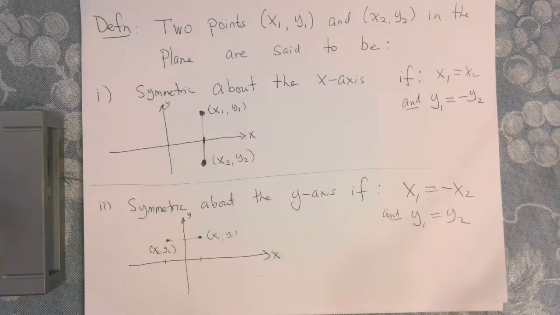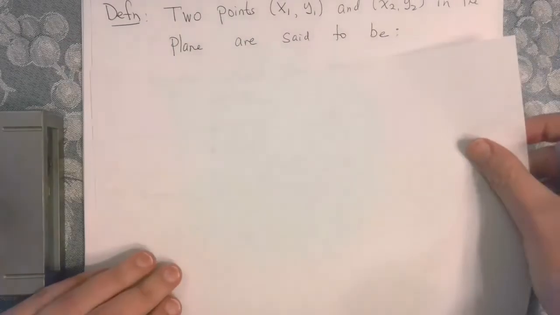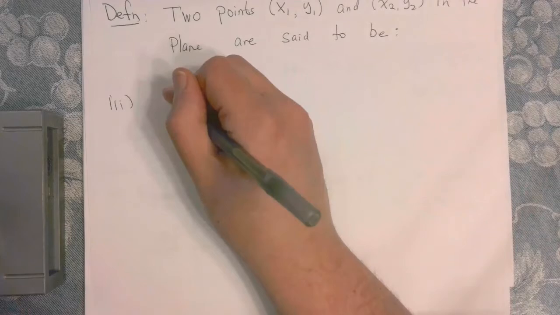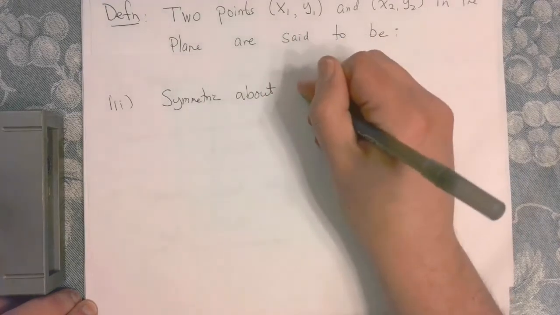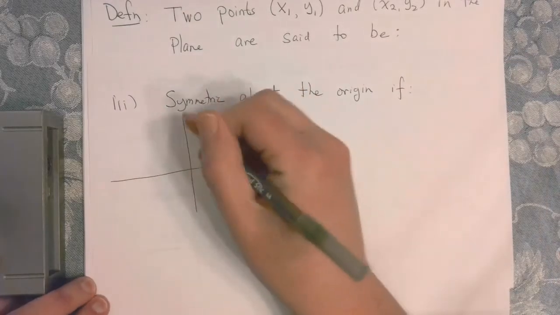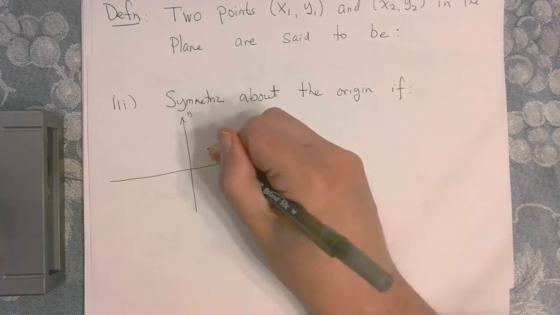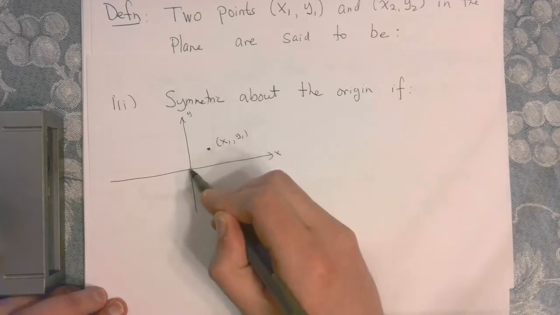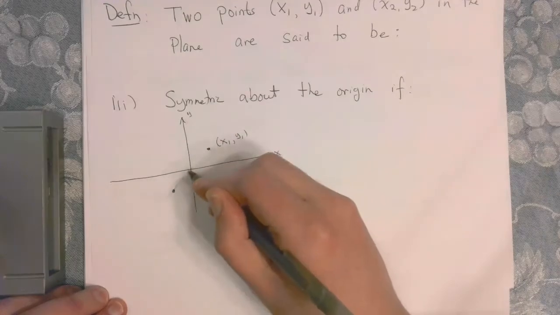Let's talk about symmetry about the origin. So, three, our two points in the plane are said to be symmetric about the origin if, again, we'll try and figure it out. So what does that mean to be symmetric about the origin? Well, if I pick some point, say this is (x1, y1), then the distance from here to the origin needs to be the same as the distance from here to here. Again, assume this distance is the same as this.